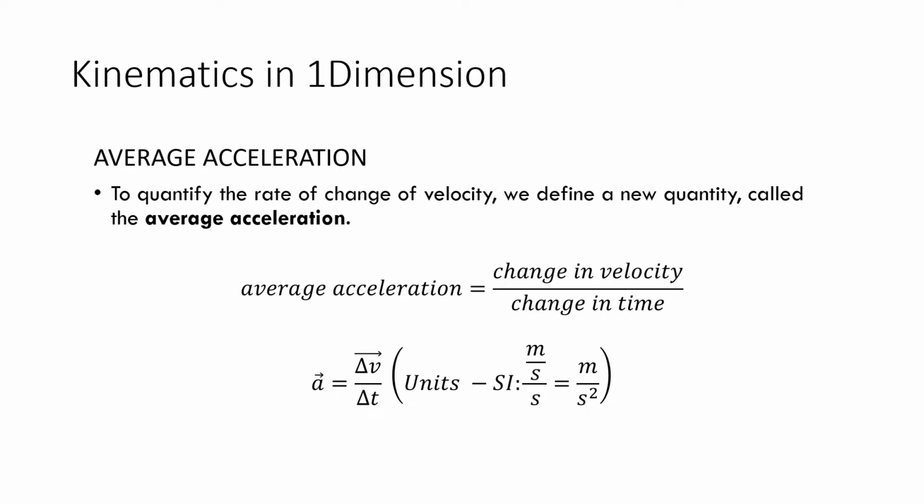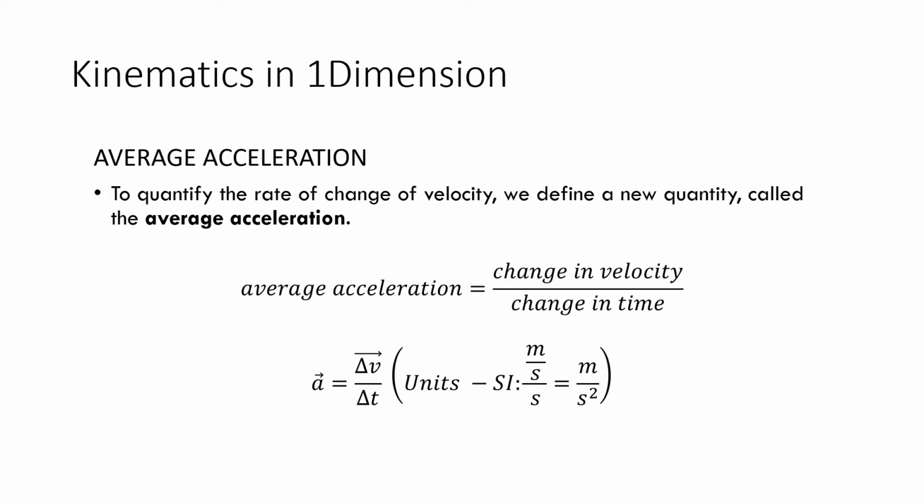So to quantify the rate of change of velocity, we define this new quantity, which we call the average acceleration. Symbolically, we can write that the average acceleration is equal to the change in velocity divided by the change in time. As always, we can translate this into a mathematical equation by writing a equals delta v over delta t. And first of all, we need to settle the units.